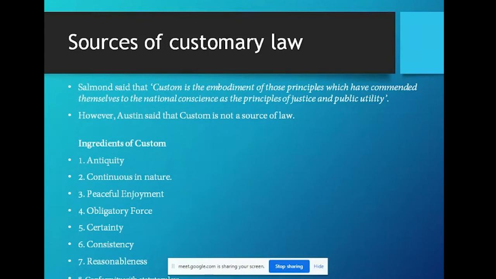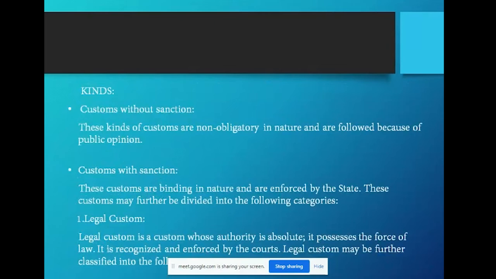There are mainly 2 broad classifications for customs. That are customs without sanction and customs with sanction. Customs without sanction means customs which are non-obligatory in nature and are followed because of public opinion. And the customs with sanction means those which are binding in nature and are enforced by the state. They are further divided into 2, that is the legal custom and the conventional custom.